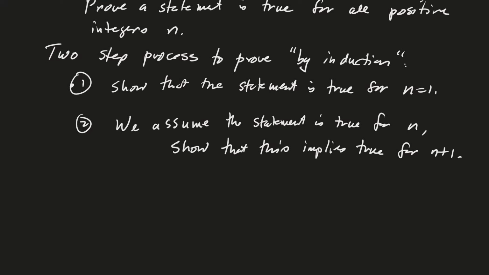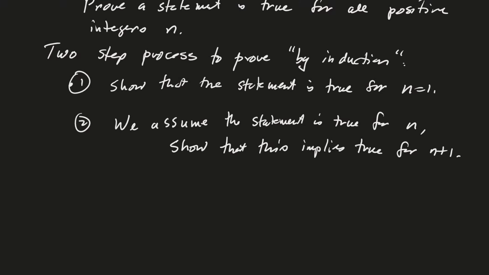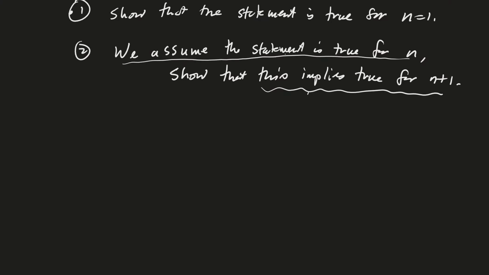Okay, and so these two things go together. Some people get confused. They say, well, if you're going to assume the statement is true for all n, aren't you all done? And the answer is no. If the statement is true for n, then the statement must be true for n plus 1. So the two things kind of go together. That's a little bit hard to figure out here, so let's use a concrete example.